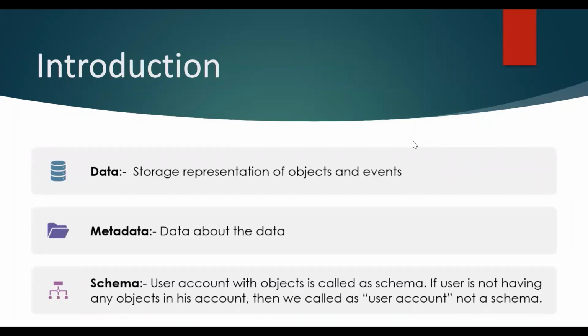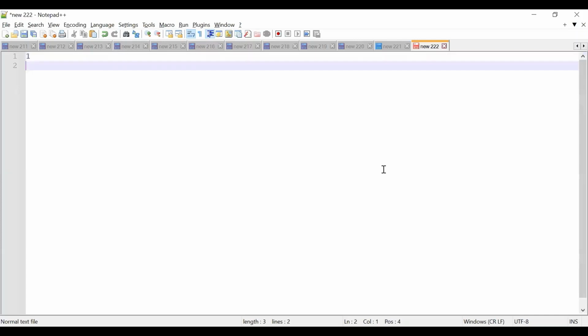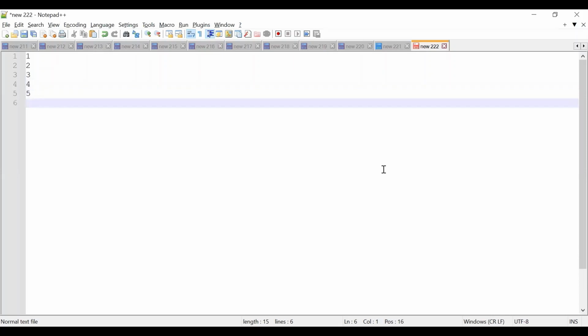Next, what is meant by metadata? Data about the data is called metadata. What it means, I will try to explain in the notepad. Here I am taking some numbers as an example: 1, 2, 3, 4 and 5. Okay. So do we have any meaning for this sequence of numbers? No, right? These are simple numerical values.